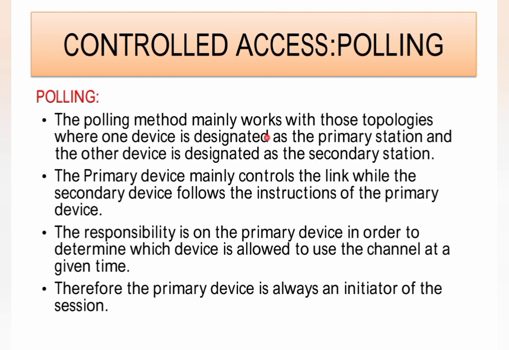So the polling method mainly works with those topologies where one device is designated as a primary station and the other device is considered as the secondary station. Here the primary device plays the main role. It will mainly control the link while the secondary device follows the instructions of the primary device. So the primary device will act as master and the secondary will act as slave.